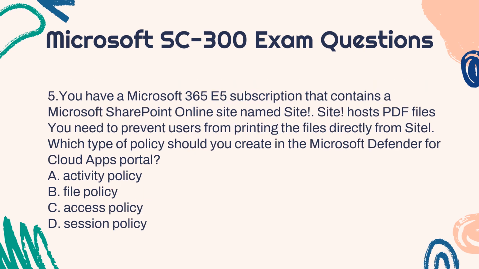5. You have a Microsoft 365 E5 subscription that contains a Microsoft SharePoint Online site named Site1. Site1 hosts PDF files. You need to prevent users from printing the files directly from Site1. Which type of policy should you create in the Microsoft Defender for Cloud Apps portal? A. Activity policy. B. File policy. C. Access policy. D. Session policy.